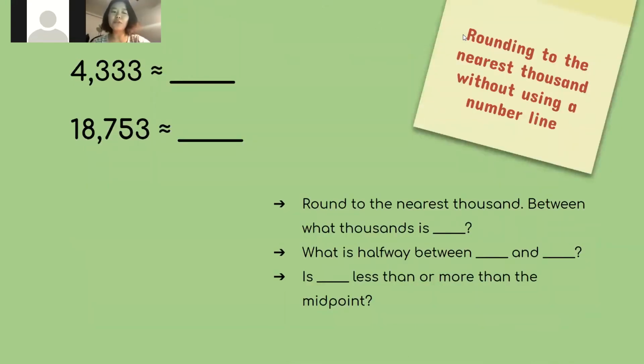So first of all, let's see how to round to the nearest thousand without using a number line. Same as we learned how to find the midpoint on the number line, here are some questions you need to ask yourself. Round 4,333 to the nearest thousand. Between what two thousands is 4,333? The answer is 4,000 and 5,000. What is the halfway between 4,000 and 5,000? The answer is 4,500. Is 4,333 less than or more than this midpoint? The answer is less than. So when a number is less than the midpoint, we will round this down to 4,000.